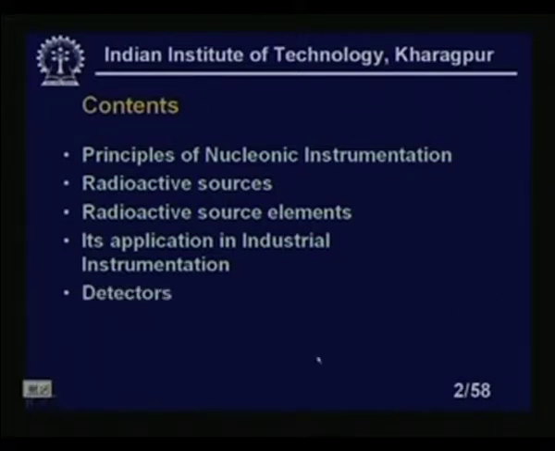Then detectors: what are the different detectors used in this type of instrumentation, nucleonic instrumentation. Also, even though it is a little diverse, we will cover nuclear medicine, because nuclear medicine also uses some sources and some detectors, which is very similar. So, there is some instrumentation there also, and under the head of nucleonic instrumentation we will also cover nuclear medicine.